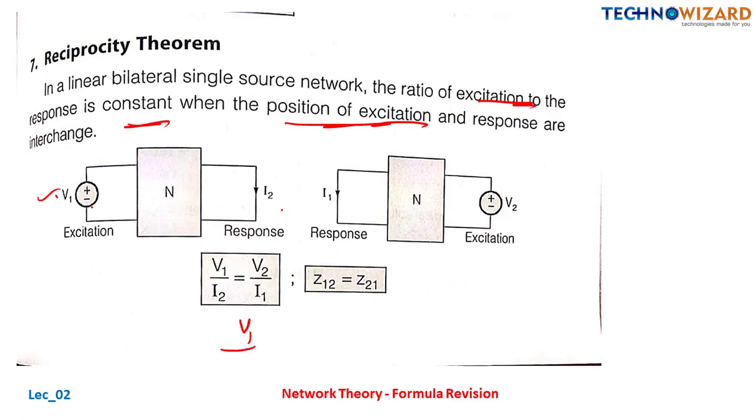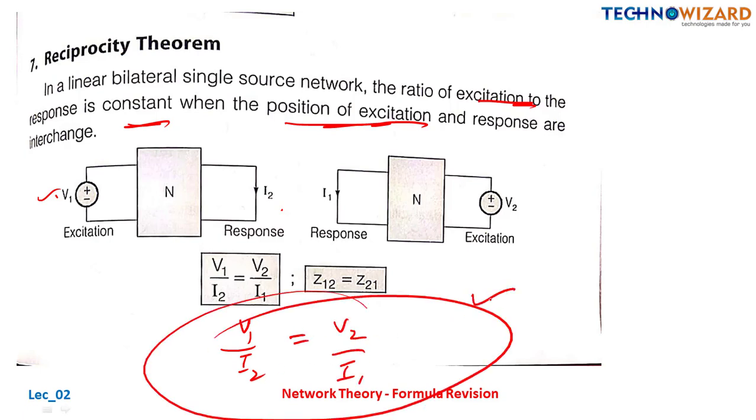Then the ratio of excitation and response always remains constant. That means V1 upon I2 for the first circuit should always be equal to V2 upon I1. Okay, this is known as the reciprocity theorem, no matter whether the positions are interchanged or not. So Z12 is equal to Z21 is the reciprocity condition for Z parameters, and Y12 is equal to Y21 for Y parameters.